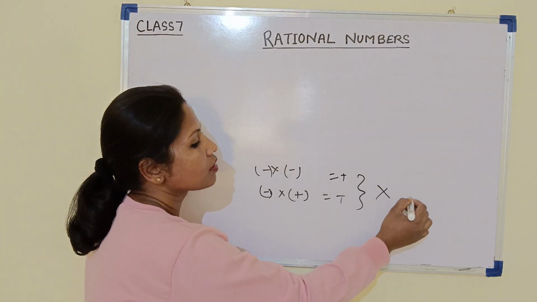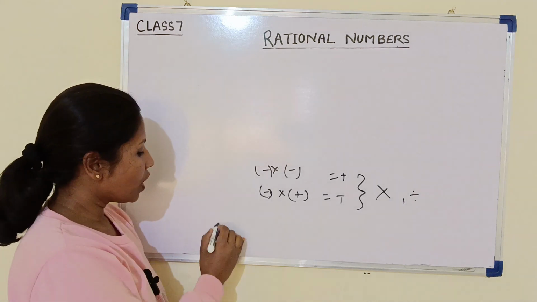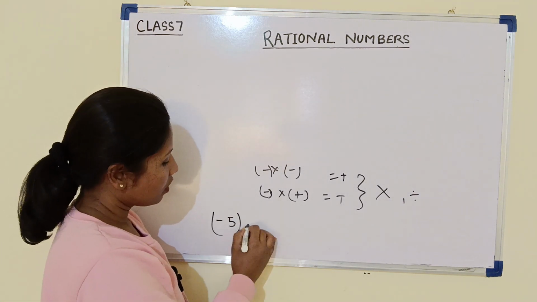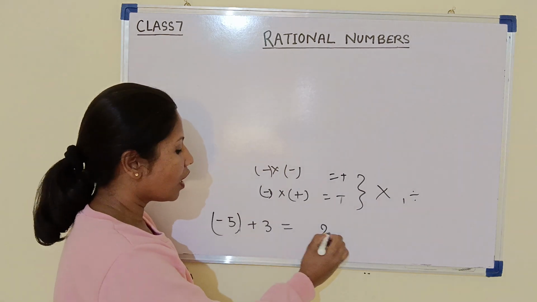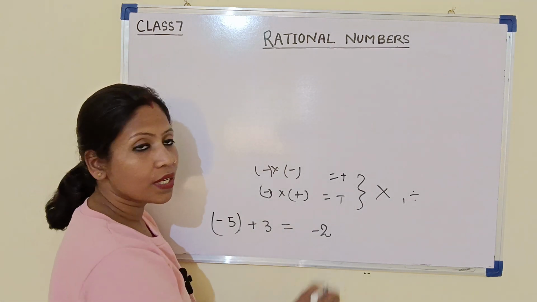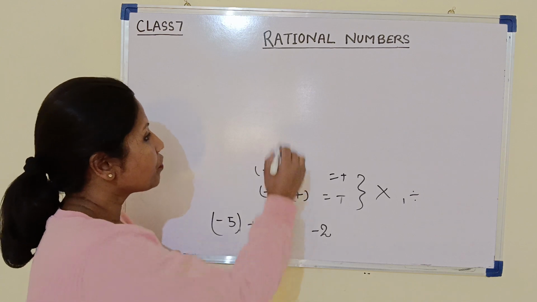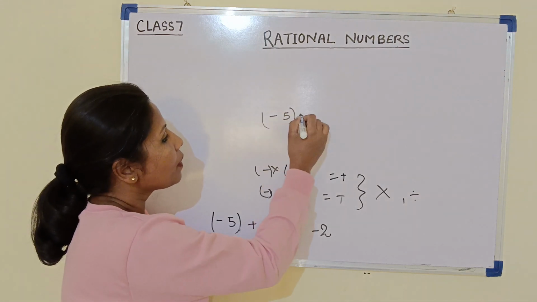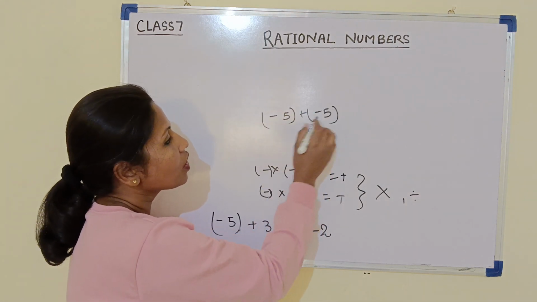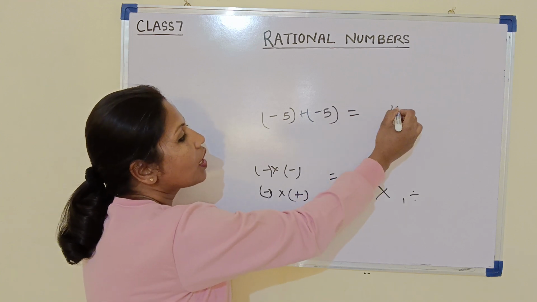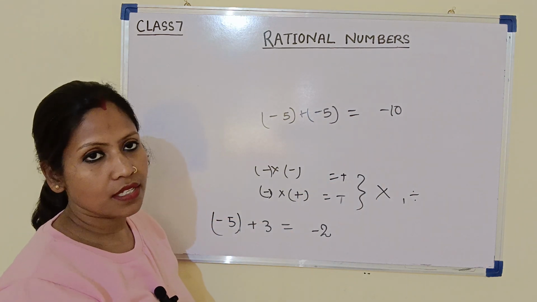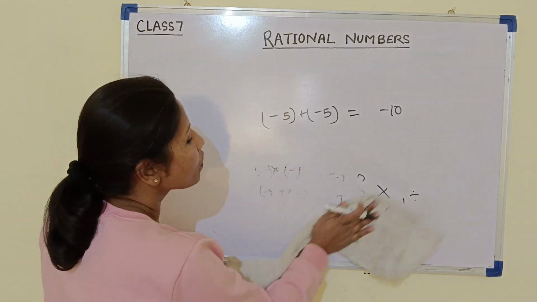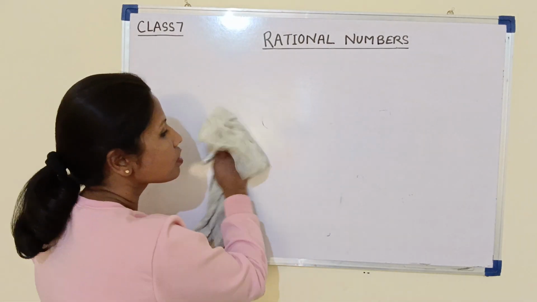The same rule applies for multiplication and division. Okay, when you are adding minus 5 plus 3, then you have to do the subtraction and write the sign of the bigger number. If you are doing minus 5 plus minus 5, then you have to add these two numbers and write the sign of minus. So these all are the concepts that you are going to use in rational number operations.